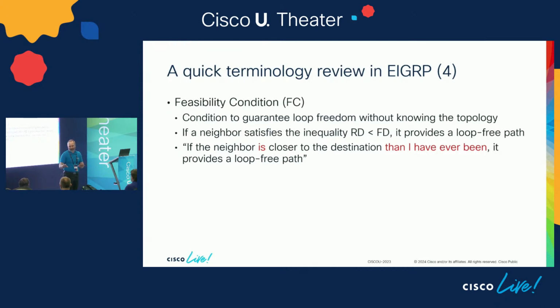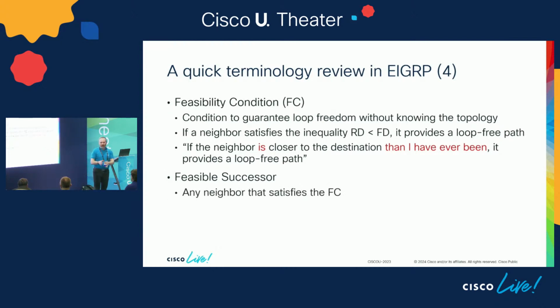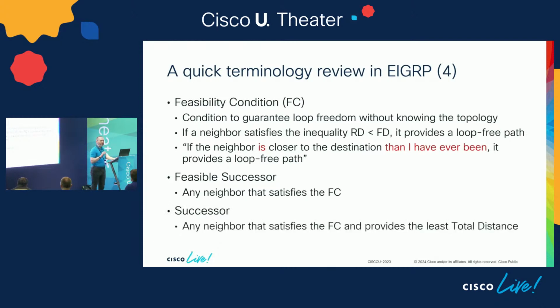If you are closer than I have ever been, I can be certain you haven't been using me in the past, you are not using me now, I can go through you. That's what the feasibility condition does. And now, routers that satisfy this feasibility condition are called feasible successors. Those are the neighbors that just pass this condition and nothing more. And on top of it, if you have neighbors that satisfy not just the feasibility condition, but also the fact that they are providing the least distance, they are successors. So a short wrap up. A successor is loop-free and provides the shortest path. A feasible successor is loop-free but does not provide the shortest path. It's longer, but still loop-free. That is important.